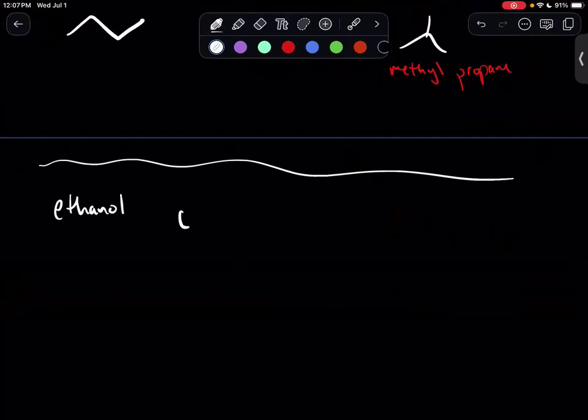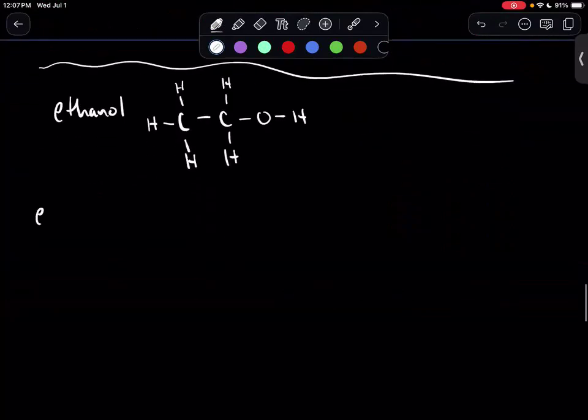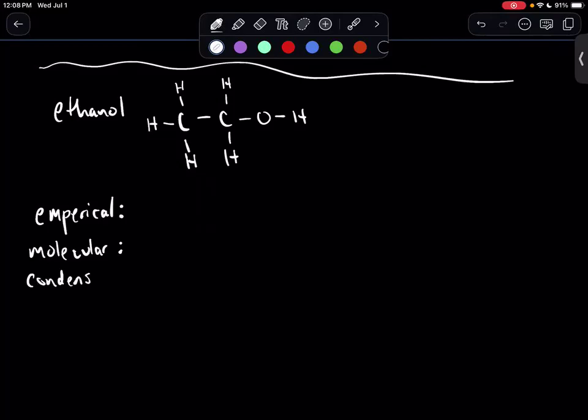Now I'm going to draw this out and I will write what's required. And then you may want to pause the video and try it yourself, though you can likely figure out what I'm going to be asking. So here is the full structural formula. What we need to try doing is writing the empirical, molecular, condensed structural formula, and lastly, skeletal.